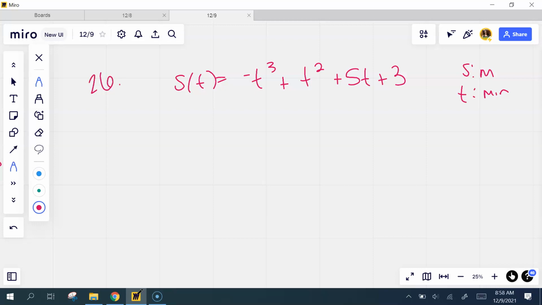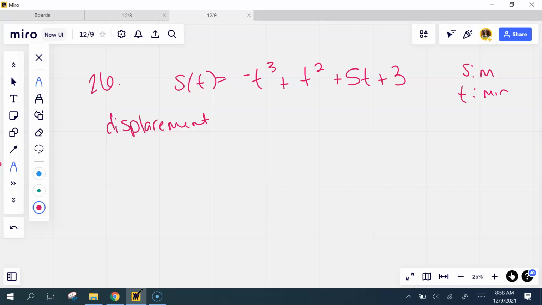Yeah, you will. Okay. The first one asked me for displacement. What does displacement mean? The change, right? How much it actually traveled. So if it says the displacement during the first 4 minutes, you're not looking at an average rate of change. Displacement just means how far did the bug move on the ruler?